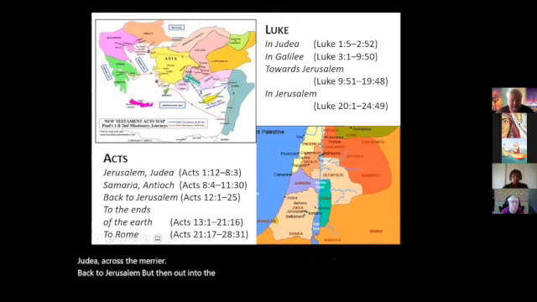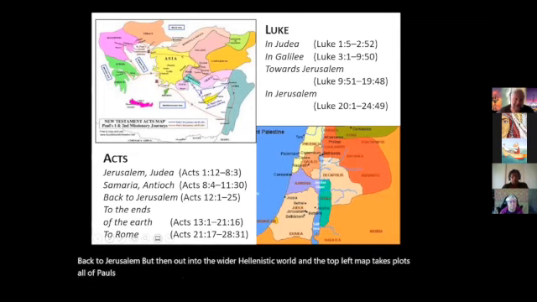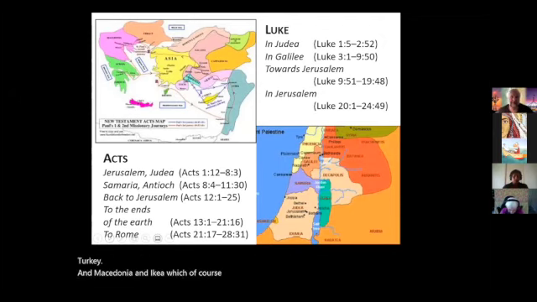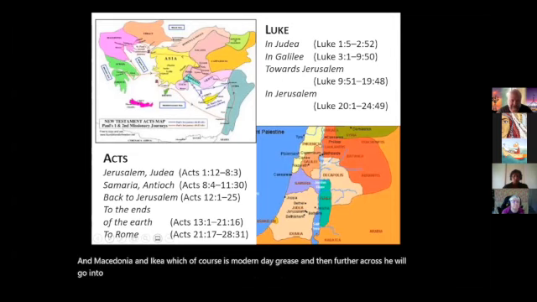And the top left map plots all of Paul's journeys, which takes him around what is called Asia Minor, which is modern day Turkey, and Macedonia and Achaia, which of course is modern day Greece. And then further across, he will go into Italy to Rome. So he ends in Rome.